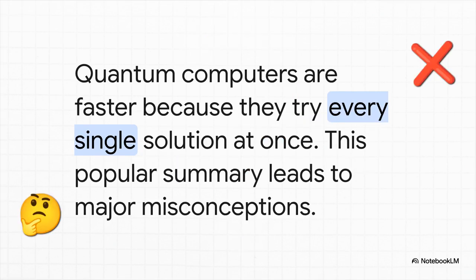Now, you've probably heard the elevator pitch for quantum computing. It usually goes something like this. It's a really appealing image, isn't it? A machine that just blitzes through every single possibility at the exact same time. But, and this is a big but, that's a bit of a myth. It's a simplification that actually hides the real genius of how these machines work.